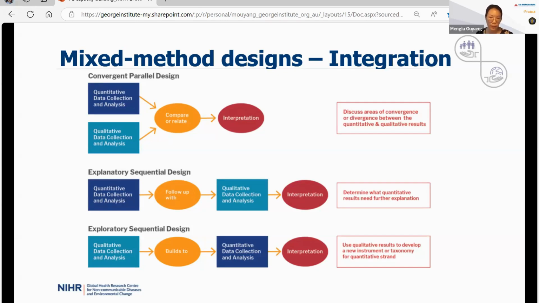The last design for the mixed methods approach is the exploratory sequential design. It is much more aimed at exploring from the qualitative findings we have. As you can see, the qualitative data from the interviews will be collected first, which will then build up to some surveys or questionnaires, to better develop, for example, a new instrument like a survey tool, and then to explore in a bigger sample.